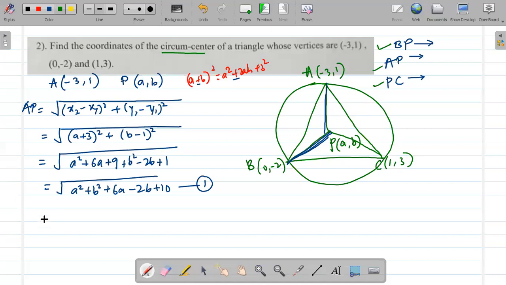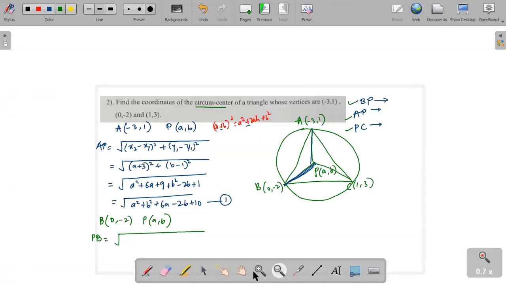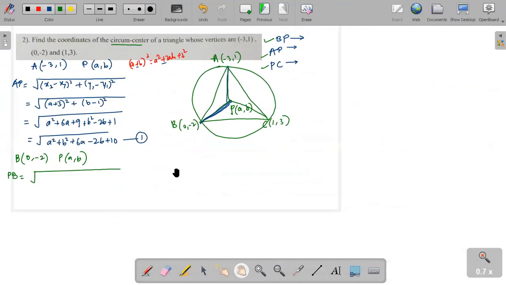Let's look at the next equation. Let's go with BP. All right, I'm using green color now. So what is B? B is (0, -2), and P is (a, b). So using again the distance formula, I'm not going to write out this formula again. I'll just plug in the values.